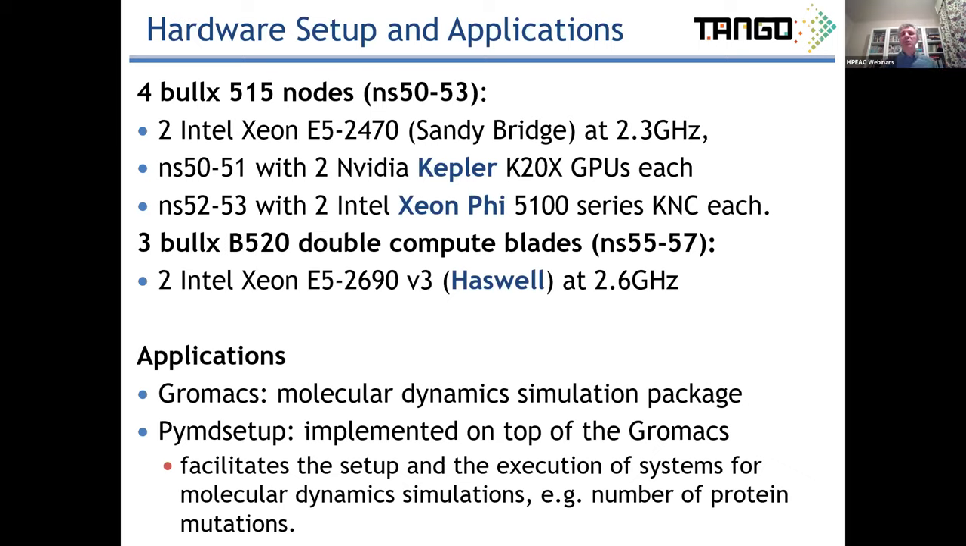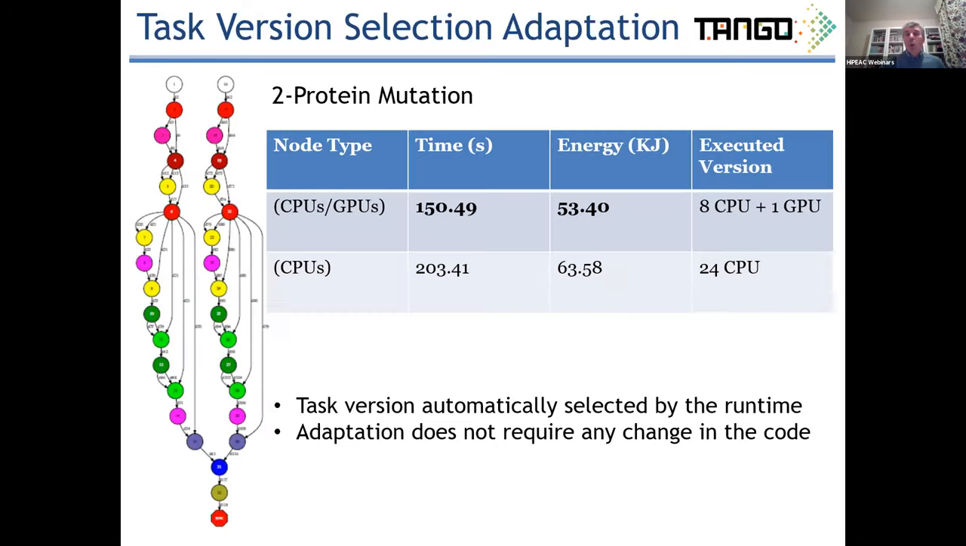So when you would like to evaluate the programming model and its runtime and how it can perform the so-called self-adaptation, we use an HPC application, GROMACS, that you may be aware of. It's a molecular dynamics simulation package. And in addition to GROMACS, we implemented PyMDsetup, which is a tool written in Python on top of GROMACS, very much to facilitate the setup and the execution of the systems, specifically for molecular dynamics simulation. For example, how many protein mutations you would like to see here and there. So we took a very early experiment where we used two protein mutations.